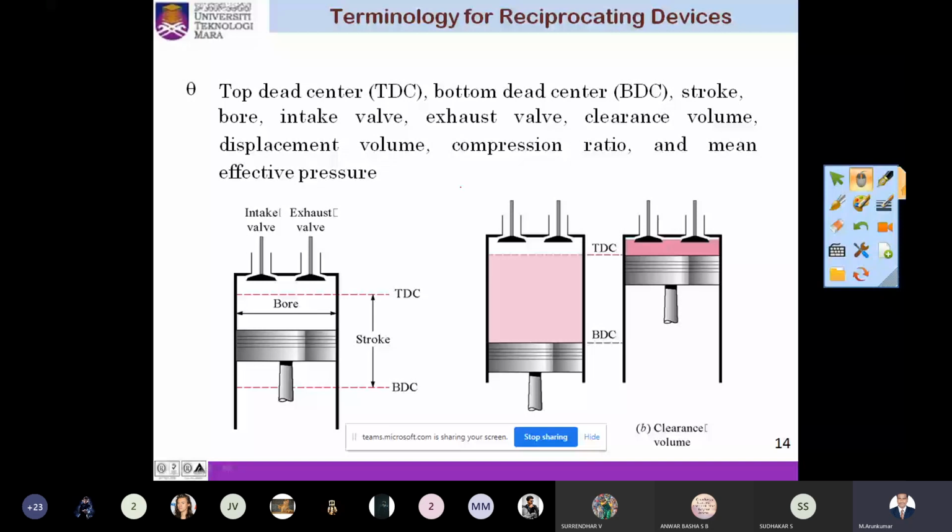So these are the terminologies. We have a cylinder and a piston. If the piston is at the top, that is top dead center. If the piston is at the bottom, that is called bottom dead center. From TDC to BDC, we call it a stroke. Then bore is the diameter of the cylinder, and we can calculate the volume. We can assume it as a cylinder, right? By using the cylinder formula, we can calculate it. Then we have the intake valve, the exhaust valve, and the clearance volume. This is the volume where the air combustion works, right?